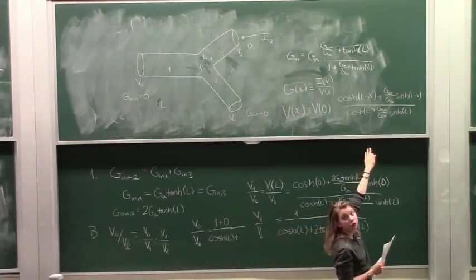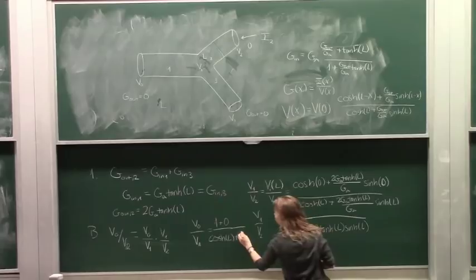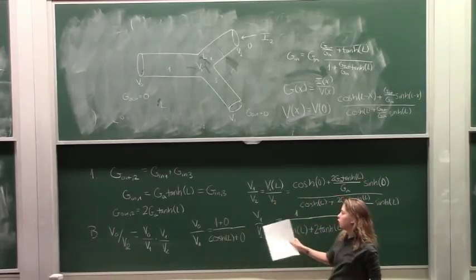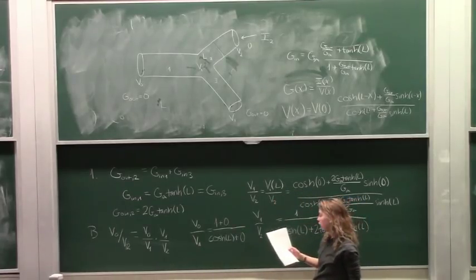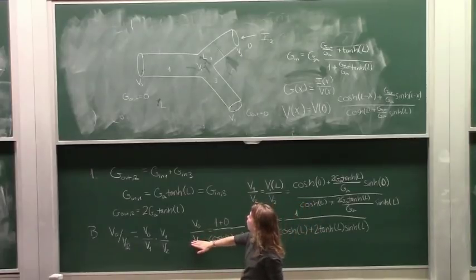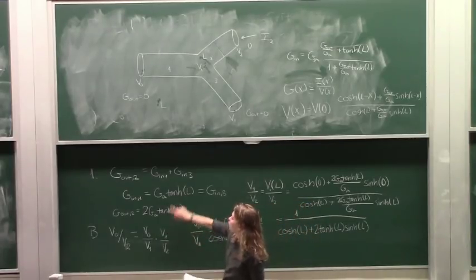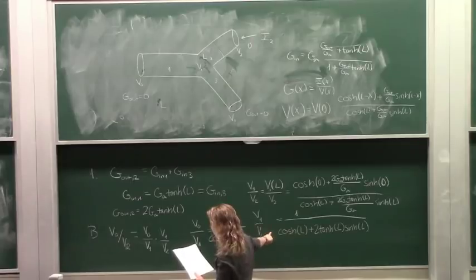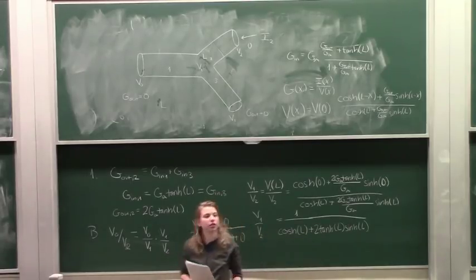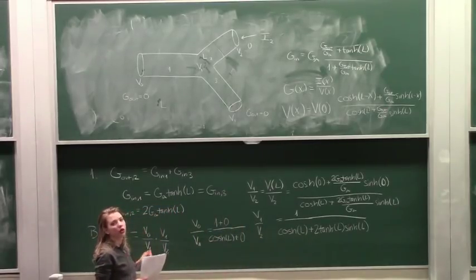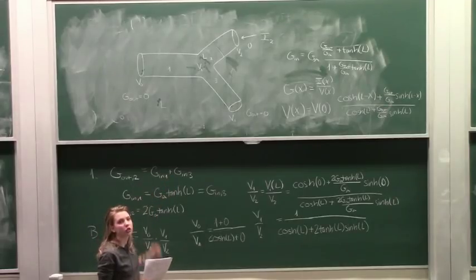Plus another expression involving G out, which is 0. So it's just 1 over hyperbolic cosine of L. Now you have V0 over V1 and V1 over V2 from our answer here, and you can just multiply them together and get V0 over V2. So basically you're just going branch by branch.